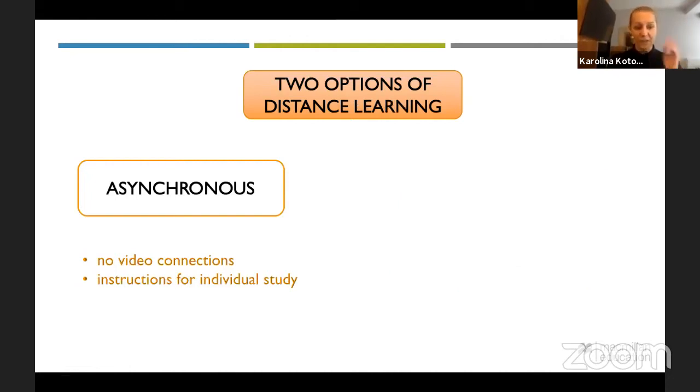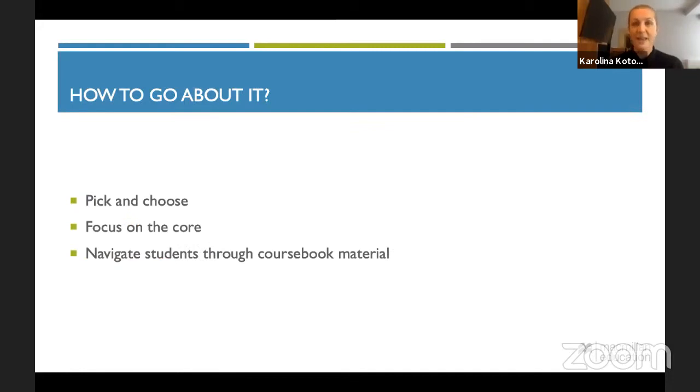Let us start with the first one then, asynchronous learning. How to go about it? The 3 most important things are, first of all, pick and choose.